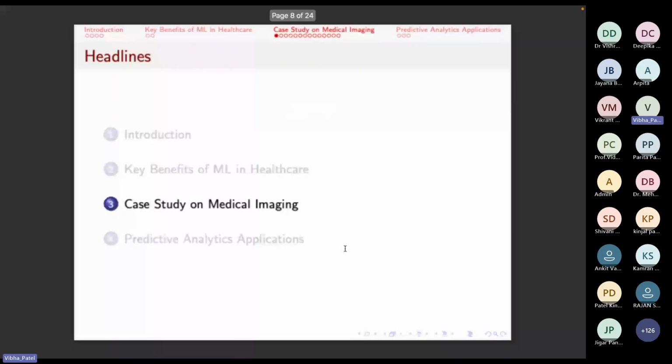So now we'll proceed with an example illustrating the use of ML in a few cases. I've taken three examples. One is a case study on medical imaging, another is one application of predictive analytics, and the third is a personalized medicine related, or we can say another classification related example, which is related to diabetes. So I've taken three examples and I'll be illustrating them now.